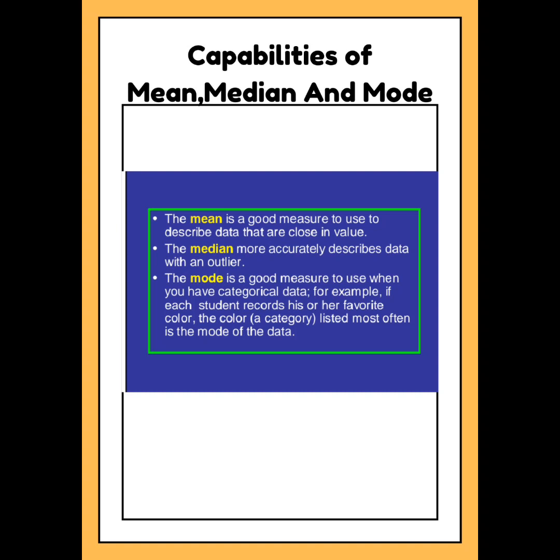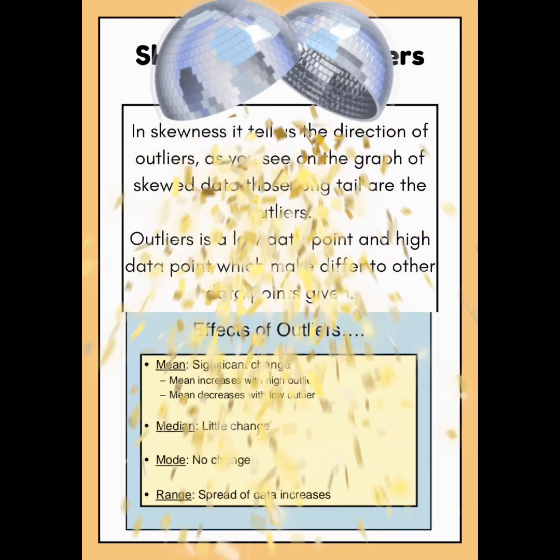Why is the median more accurate on the outliers than the mean? The main reason is the median pertains only to the rankings, while the mean includes outliers when adding all the values of the data set. Skewness and outliers.